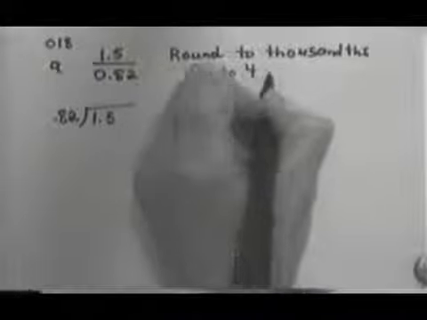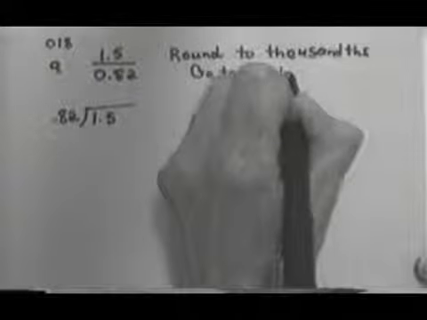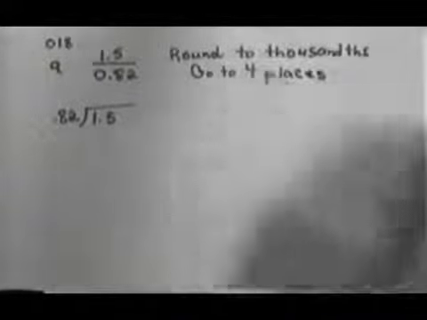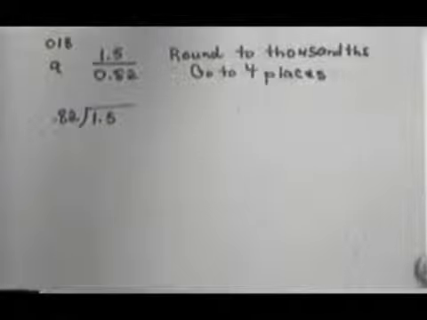to 4 places. So we can round it back to thousandths. So we'll have to get a whole number, if we can, point in 4 decimal places, so then we can round it back to thousandths.